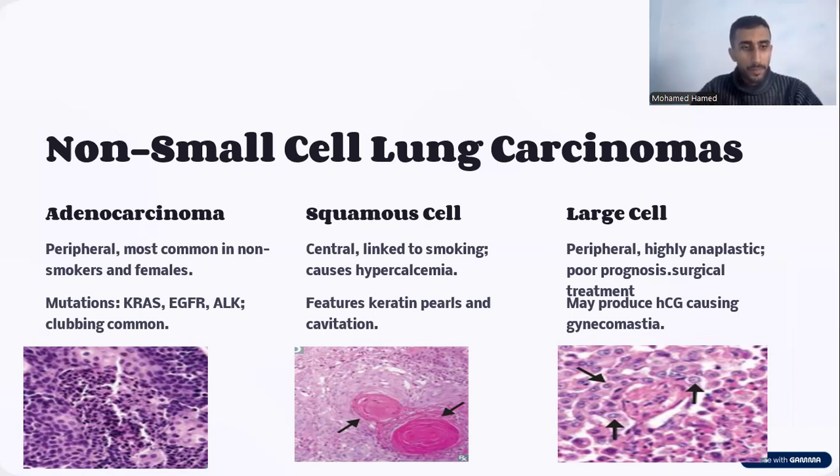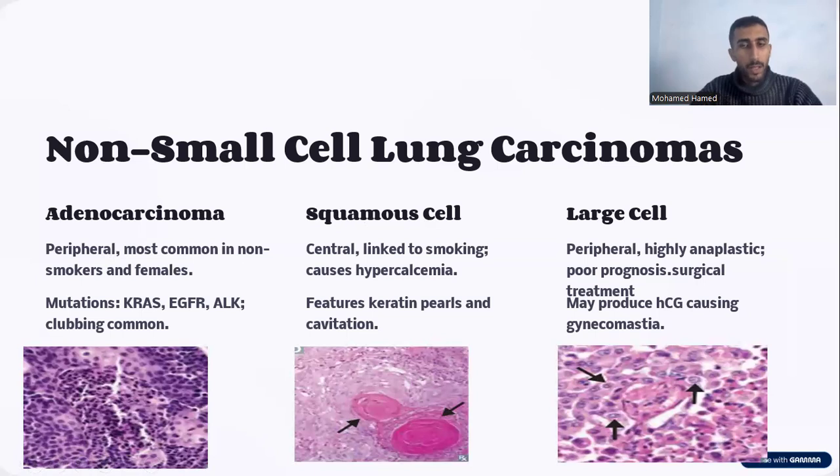So this is a picture of adenocarcinoma. It has mucin and stains positive for mucin. This is adenocarcinoma, and squamous cell carcinoma. It has a central location, which is the same as small cell lung carcinoma, and they link it to smoking, versus adenocarcinoma, which is not related to smoking, and can cause hypercalcemia.